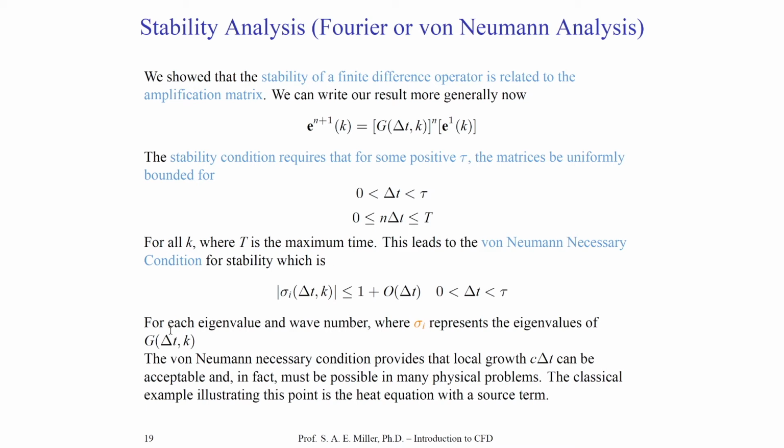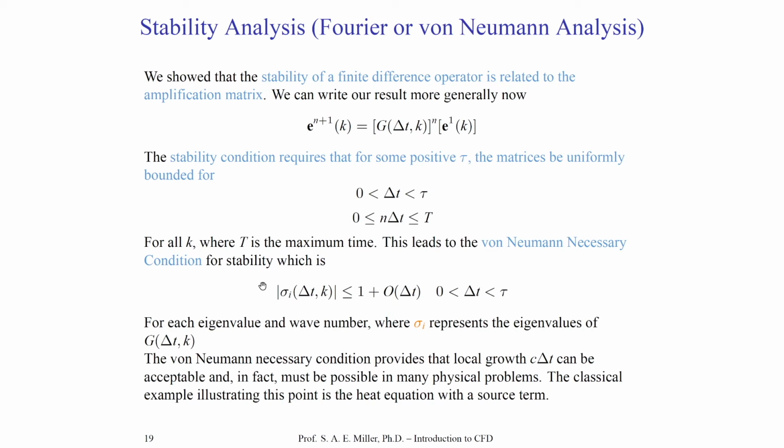Now, for each eigenvalue and wave number, sigma i represents the eigenvalues of G of delta t, k. So this is what the sigma represents. It's the eigenvalues of our amplification matrix, which are, of course, defined based on the linearization of the coefficients A at some particular time step. So, of course, at one time in your solution, this condition might be met, and at other times it will fail and your scheme will become unstable.